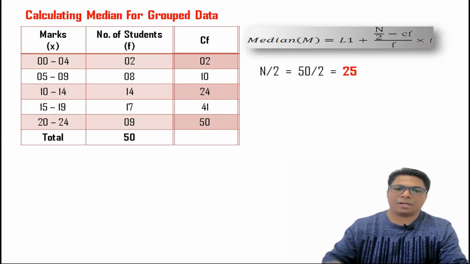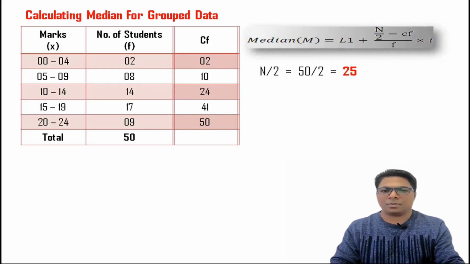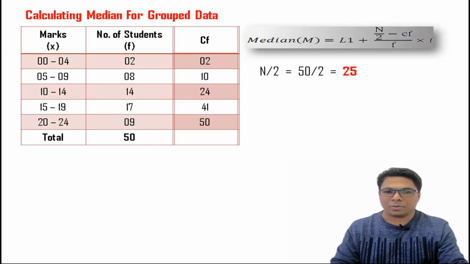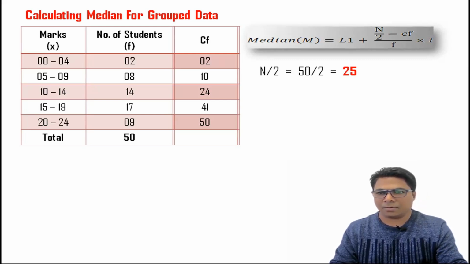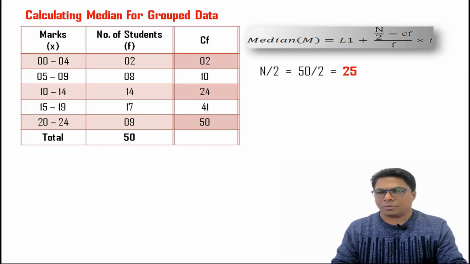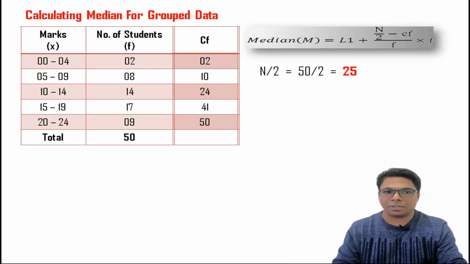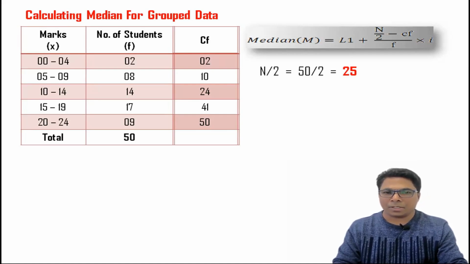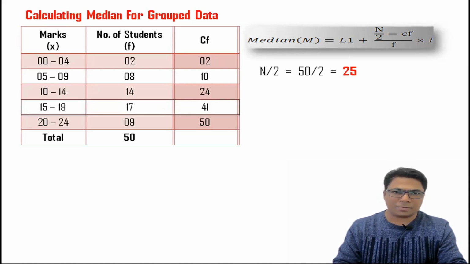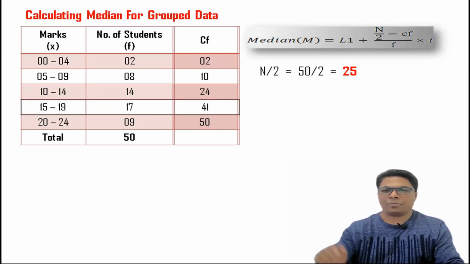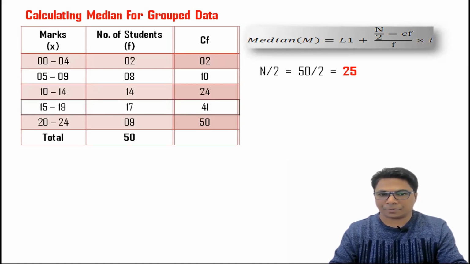Our next job is to find n over 2. N is nothing but 50, the number of observations, divided by 2 is 25. So 25 is our n over 2. Now n over 2 is already clear, so we need to find CF, F, L1 and I. We have so many CFs, so many Fs, so many I's here, so we are going to make it easy. First, we are going to find the median class. If you find the median class, that makes it easy to find our CF, F and I.